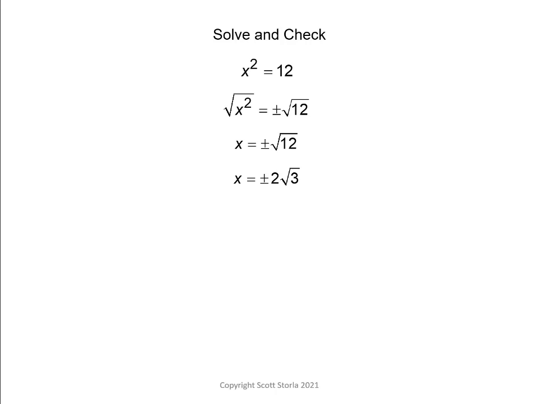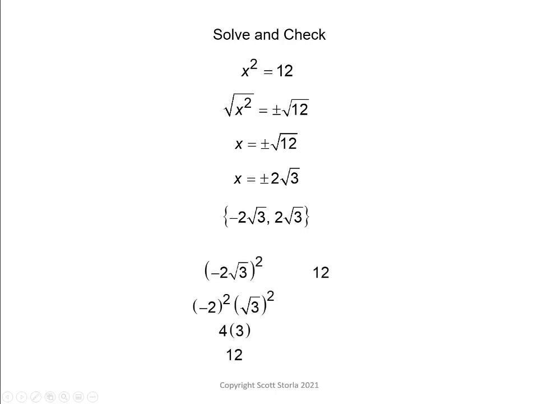Now, this implies my solution set is going to have two elements in it. It's going to have negative 2 roots of 3, that's right here, and it's going to have positive 2 roots of 3, and that's what this is getting at right here. I'm not going to check both of them, I'm just going to check one of them. I think I'll check this one. And by the power of a product rule, I can square the negative 2, I can square the square root of 3. This is going to give me 4, this is going to give me 3. The product's going to be 12. It's a match. And so I'm confident that both my answers are solutions.